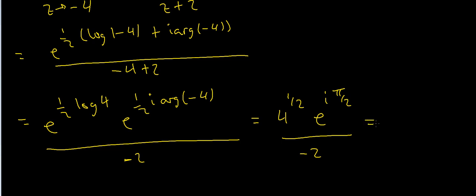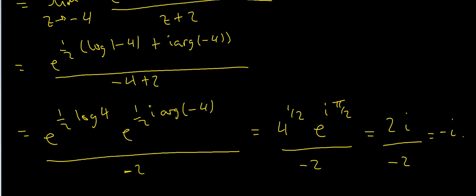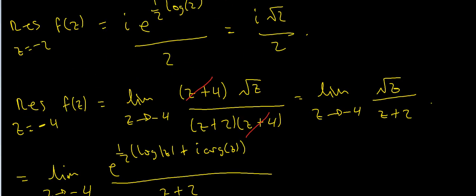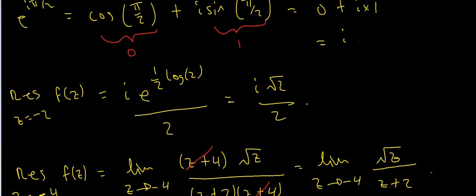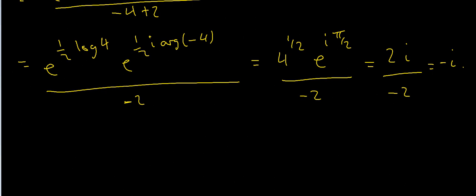Well, 4 to the power 1/2 is just the square root of 4, and that's just 2. e to the i pi over 2, as we established, is i, and we divide that by minus 2. And what is that? Well, 2 divided by 2 is 1, so that's just minus i. Okay, so the residue is minus i. The first residue was i root 2 over 2, and the second residue was minus i.